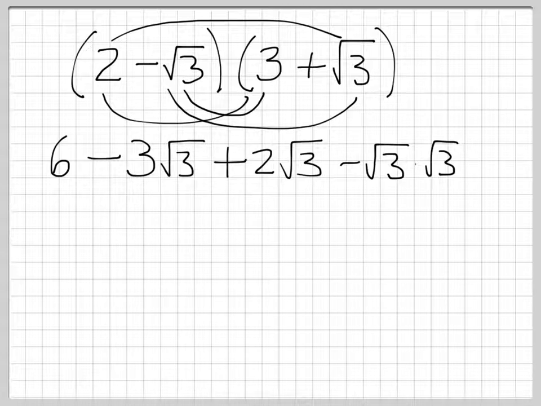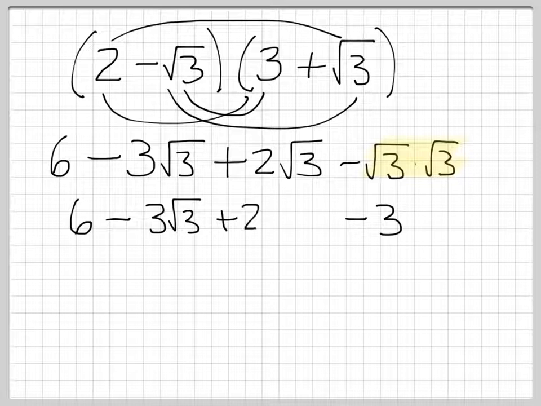Now, let's talk about this first. Remember, whenever you multiply a radical by itself, you get what's underneath. So that actually just becomes minus 3. 6 stays the same. And then we have minus 3 radical 3 plus 2 radical 3. Now these radical 3's are the same, so we can just combine the coefficients.